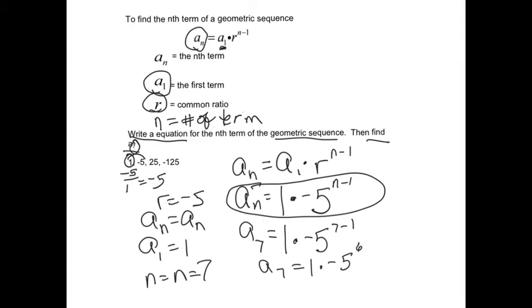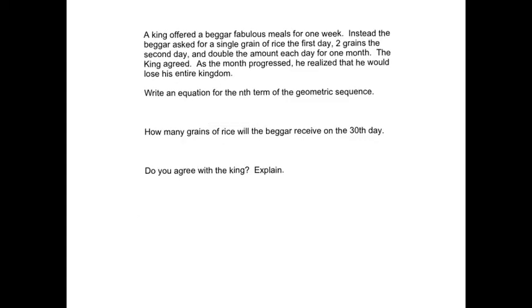Use your calculator. Hopefully you paused it and used your calculator. 1 times 15,625. So let's see here, I can do that multiplication without using a calculator. The 7th term is 15,625. Which brings us to a story problem.